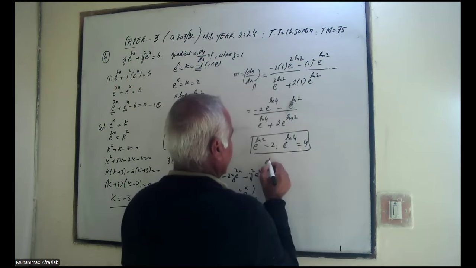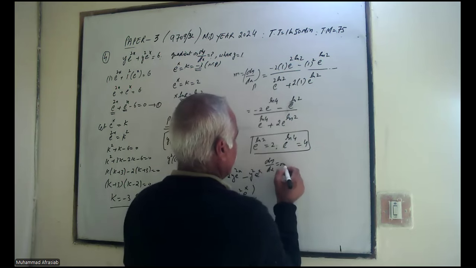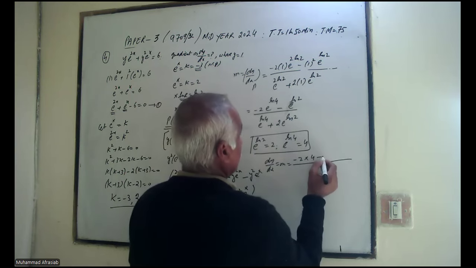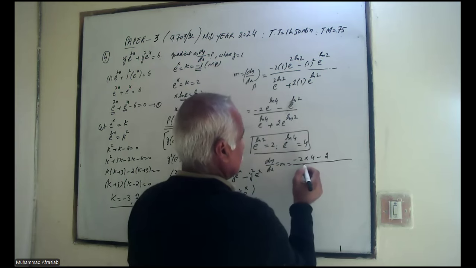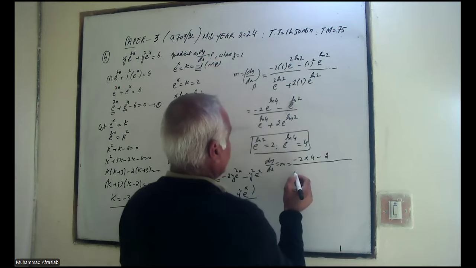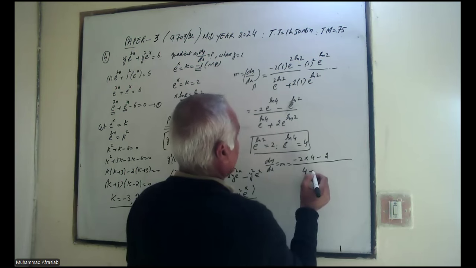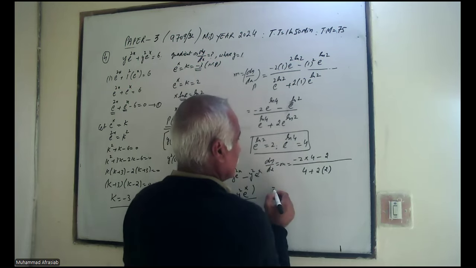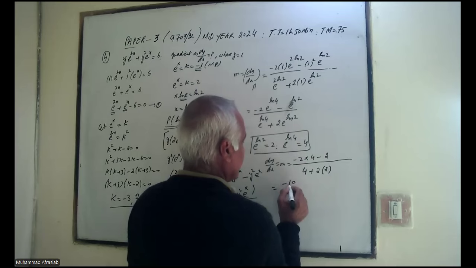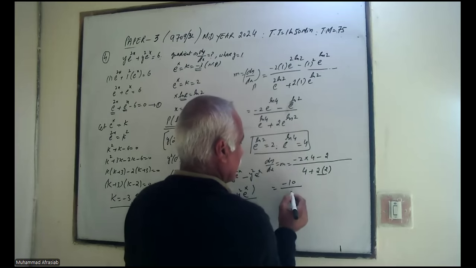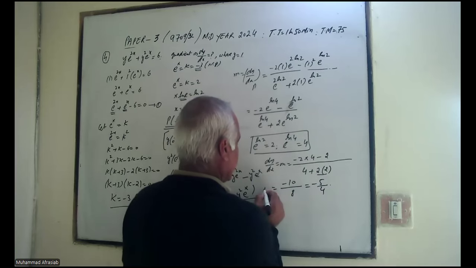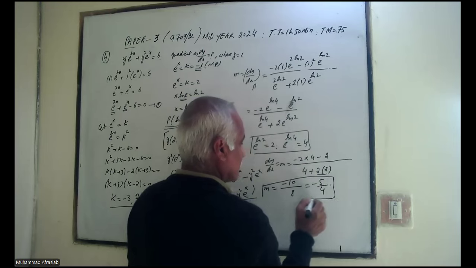Then dy by dx, which is equal to m, is equal to minus 2 into 4 minus 2, divided by 4 plus 2 into 2. So this will become minus 8 minus 2, which is minus 10, divided by 4 plus 4, which is 8. So the final answer is minus 5 by 4, the gradient of this curve there.